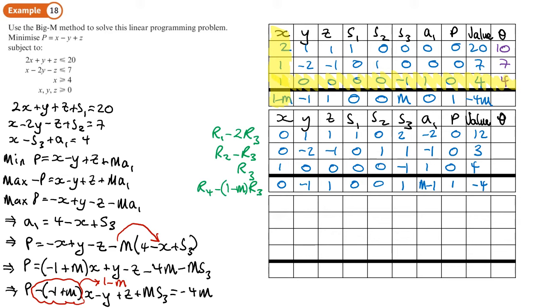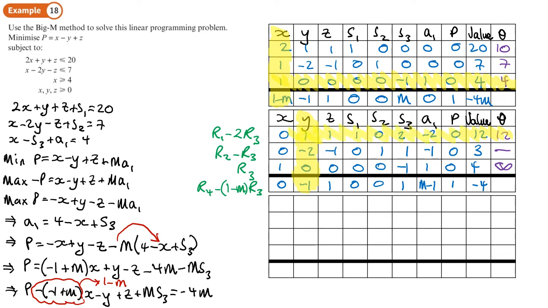Right, so let's have a look for our pivot column, which is going to be this one here, because we've got the negative 1, that's the most negative value. Remember, this is a very big number, minus 1, so it's still positive. So let's work out our theta value. So 12 divided by 1, 3 divided by negative 2, it's negative, so we don't bother about that. 4 divided by 0, that's infinite. So that gives me the top row here.